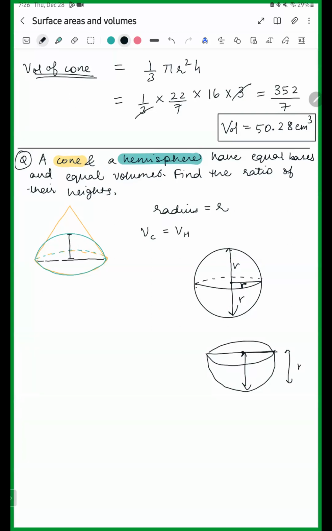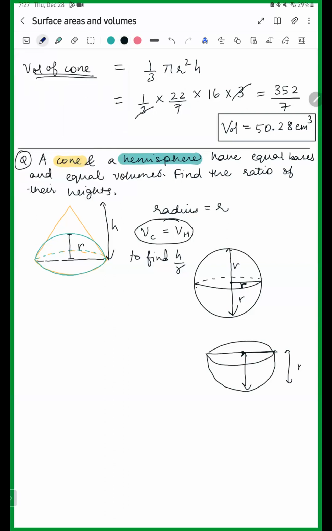It is nothing but the radius of the hemisphere. So they are asking us to find the ratio, and we remember the radius of the hemisphere is the same as the radius of the cone. So they are asking us to find, this is r, and from here to here, this is h. To find h by r, find the ratio of their heights. For that we need to use this formula.